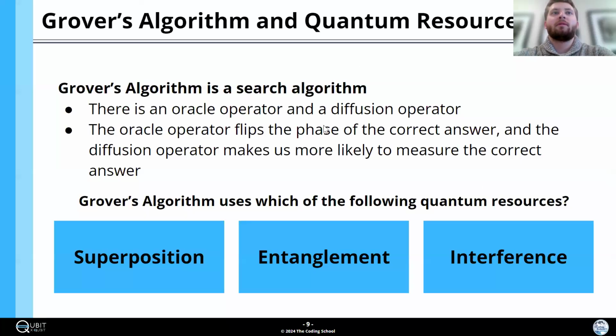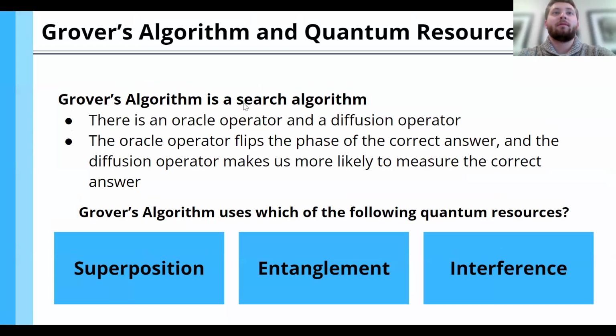All right, quantum resources in Grover's. Grover's algorithm is a search algorithm. There is an oracle operator and a diffusion operator. The oracle operator flips the phase of the correct answer, and the diffusion operator makes us more likely to measure the correct answer. Grover's algorithm uses which of the following quantum resources? Does anybody have any guesses? Chat if you do.